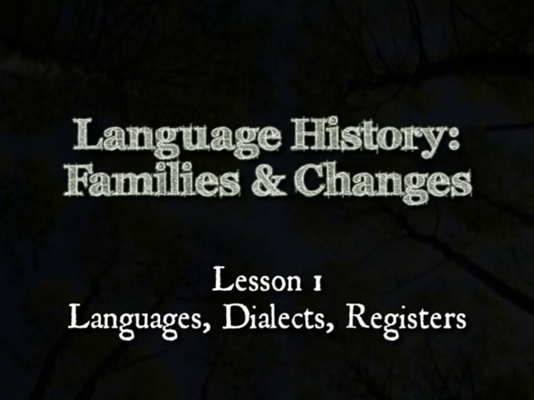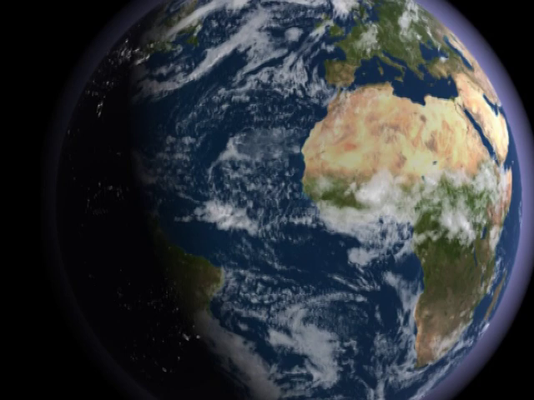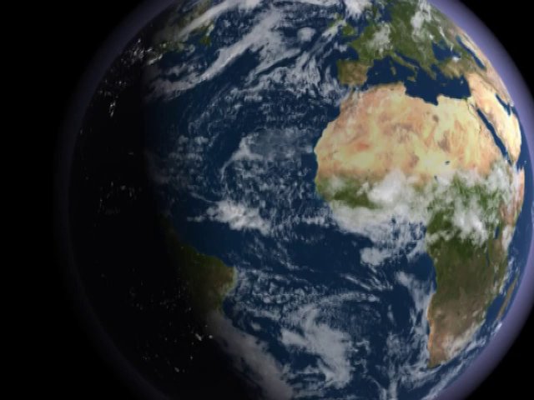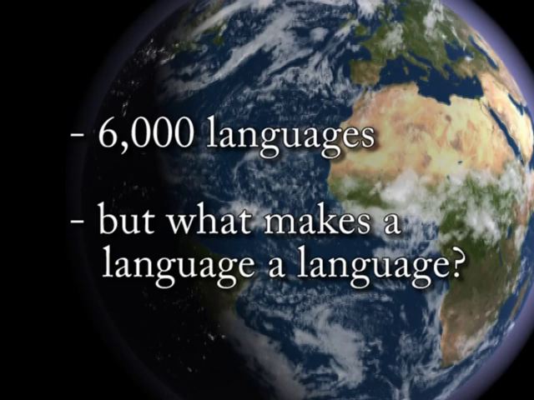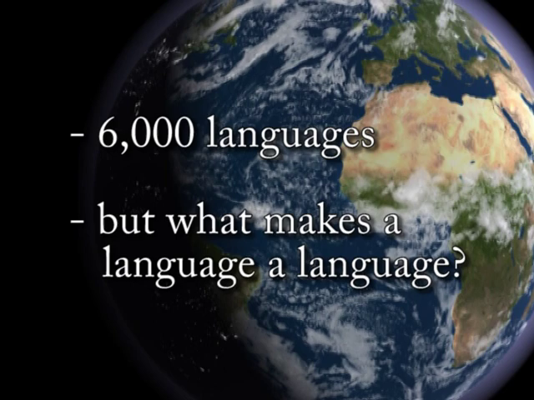This time around, we're going to look at how languages change over time, as well as how they're related to each other. There's something on the order of 6,000 languages spoken around the world, depending on how exactly we would define and count individual languages. That brings up a really good question. How would we define language? How would we define individual human languages? That's actually a tough definition to give.